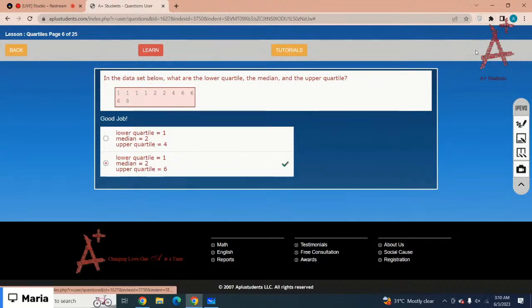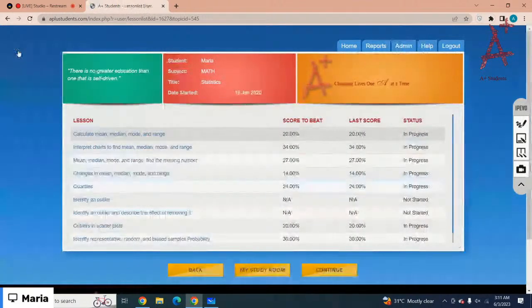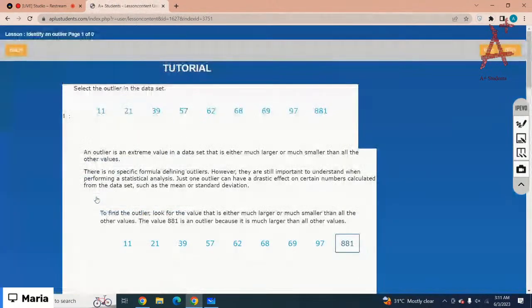Okay, you can complete the test by yourself later today. Let me just move on to the next lesson. And the next lesson is find an outlier. Let's just start with the next lesson. Okay, let's just start with the first question. Select the outlier in the data.